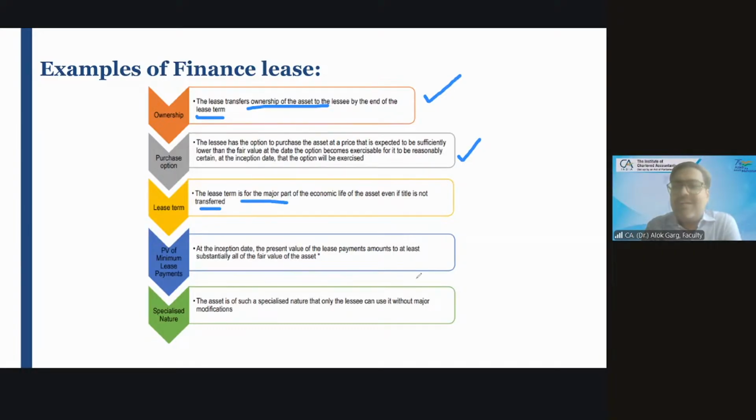If the life of the car is 10 years and the lease term is 8 years, whether this car is on lease for a major part of the economic life? Yes, sir. Of course, yes.